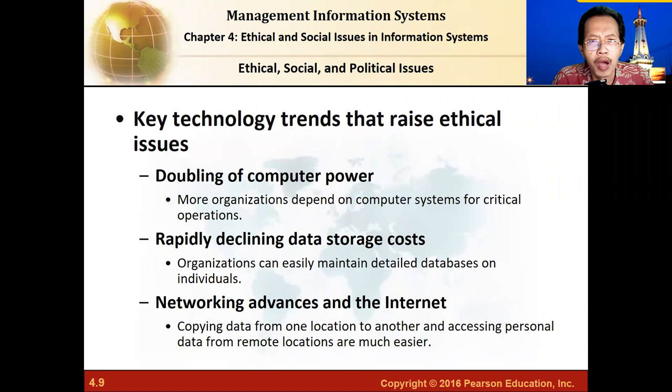And how come those moral dimensions matter? Why do ethical, social, and political issues arise because of IT? First, the doubling of computer power. Every 1.5 years, computing power doubles. And then there's a dependency among organizations to use computer systems. If not, they would be losing against the competition. There's a dependency, and that dependency could become a problem.